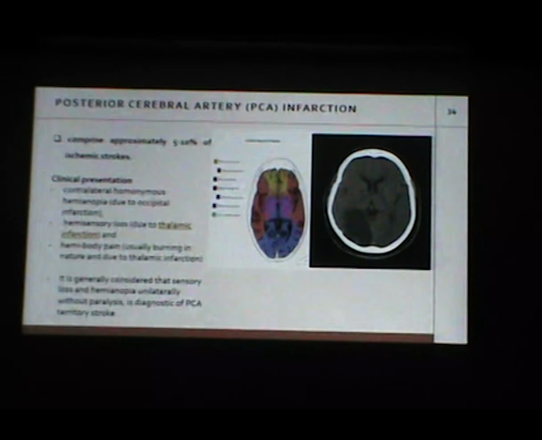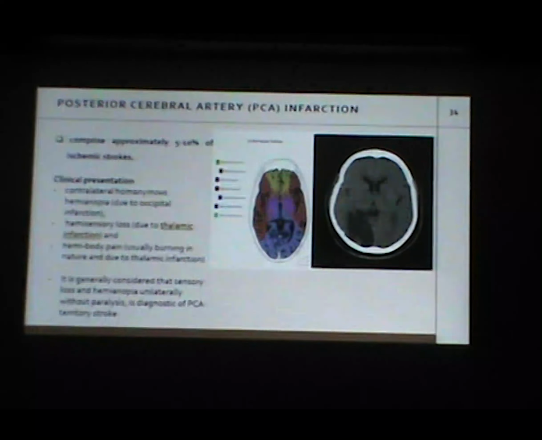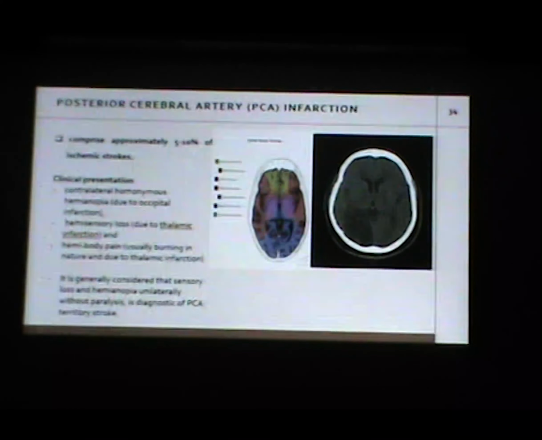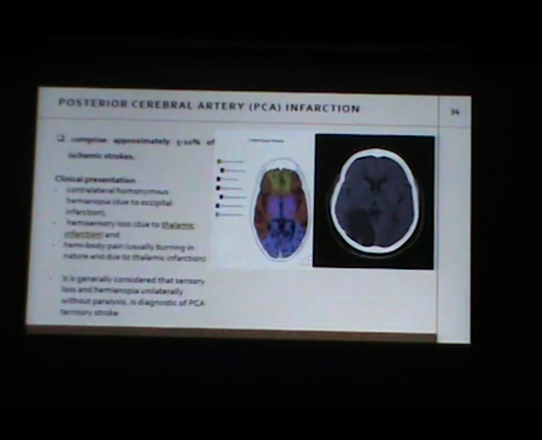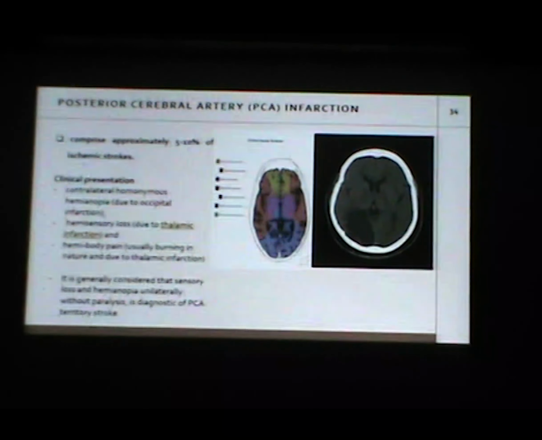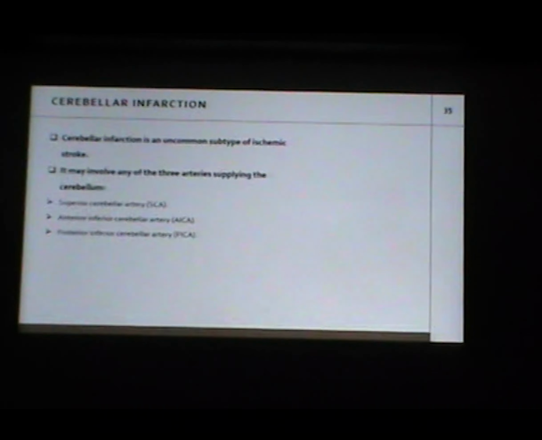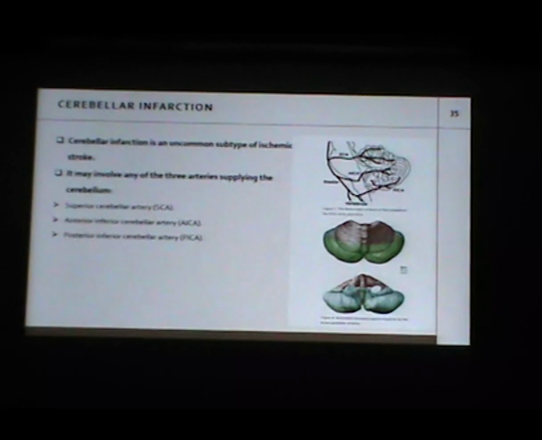The PCA, posterior cerebral artery, supplies the occipital lobes and posteromedial temporal lobes. The CT showing a PCA occipital lesion typically causes a visual field defect, which is contralateral homonymous hemianopia due to the occipital infarction. Cerebellar infarction may involve any of the three arteries supplying the cerebellum: superior cerebellar artery, anterior inferior cerebellar artery, or posterior inferior cerebellar artery.